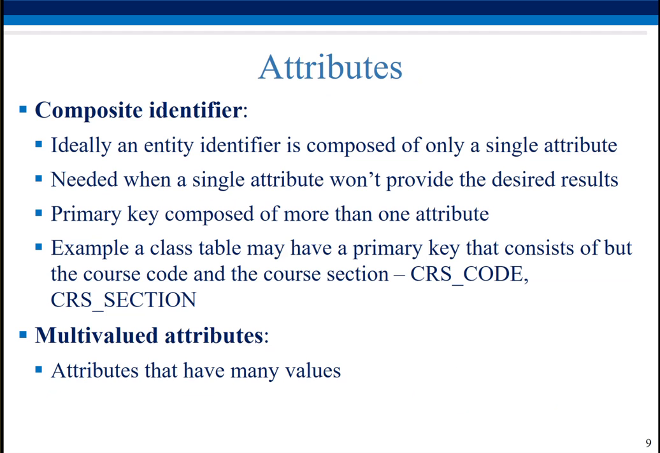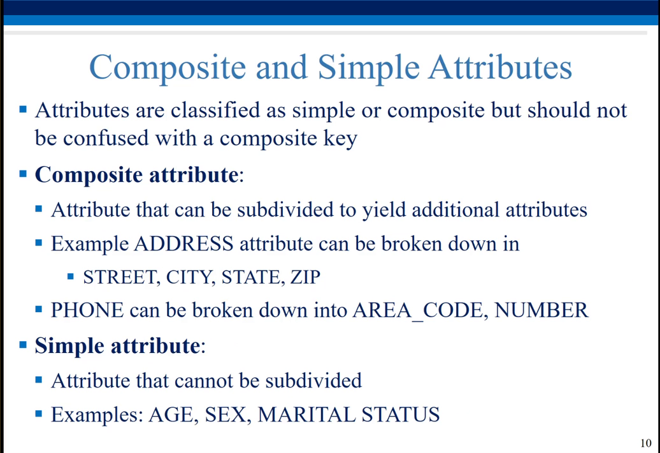A composite identifier is basically one that is composed of more than one attribute. Ideally, you want it to be one attribute, but there are times when that's not going to provide the desired result, so you have to have a composite one. For instance, a class may consist of the course code and the class section. You can't just use the course code because, for instance, in IT 426, there could be 3 or 4 classes going on at the same time. So we can't use that as a primary key.